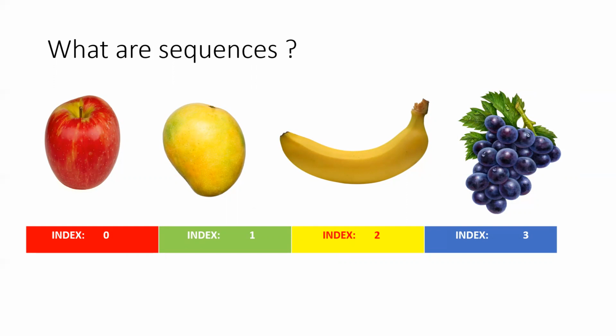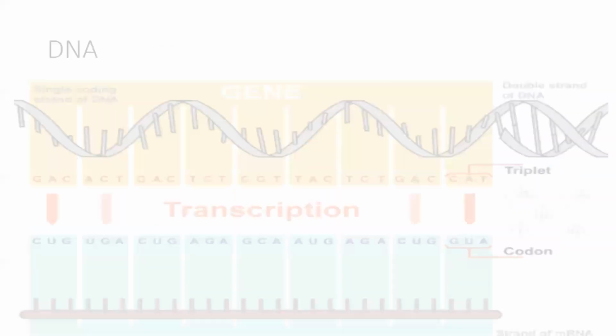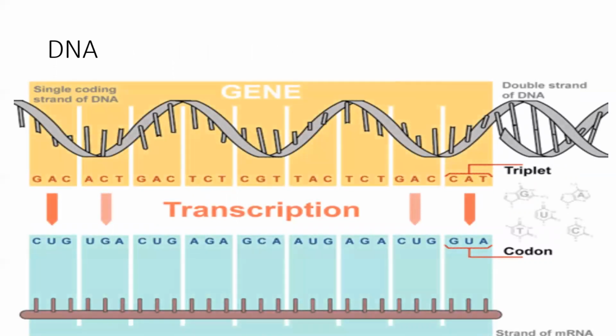Now sequences can be accessed through index number. They can be sliced. Every sequence follows slicing. That means you can get a particular sequence from the main sequence, that is, a subsequence. And this is your real-time example: the human genome, like DNA, is in the form of sequences.